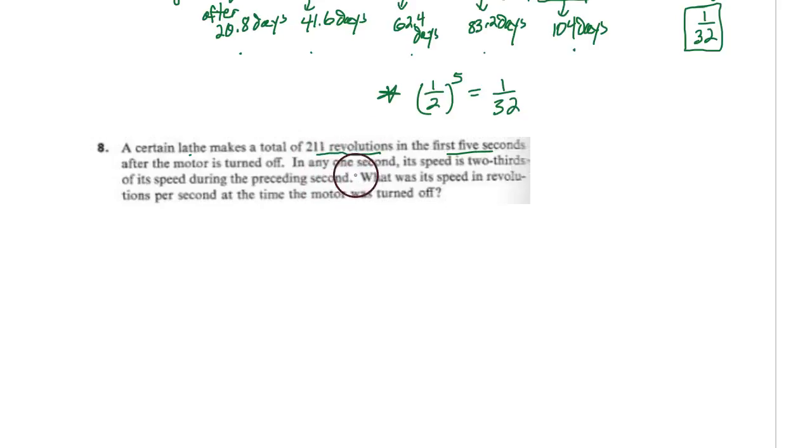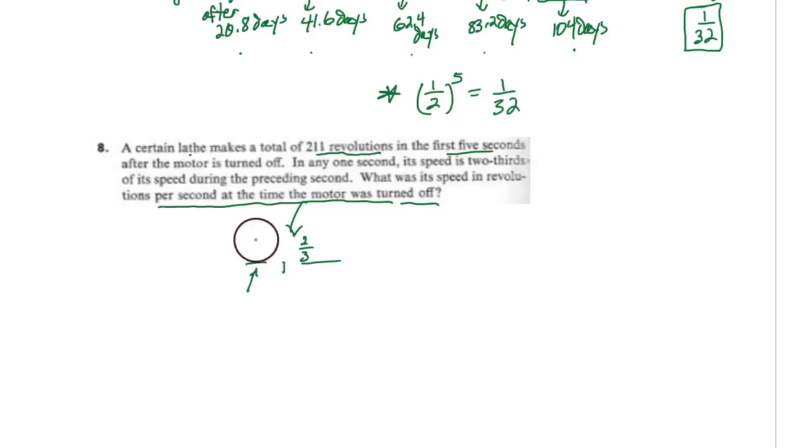In any 1 second, its speed is 2/3 of its speed during the preceding second, and that's because it is slowing down. What was its speed in revolutions per second at the time the motor was turned off? So the speed at the time the motor was turned off is the first number of a sequence, where every second that goes by, the speed is 2/3 of the previous one.